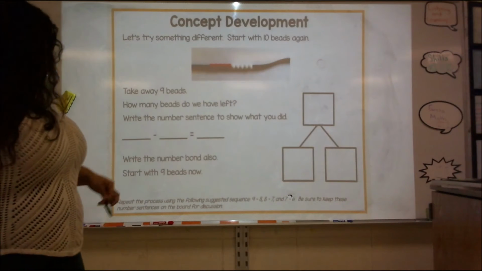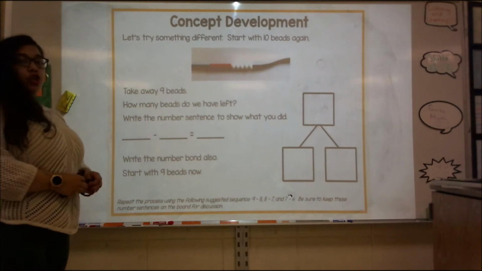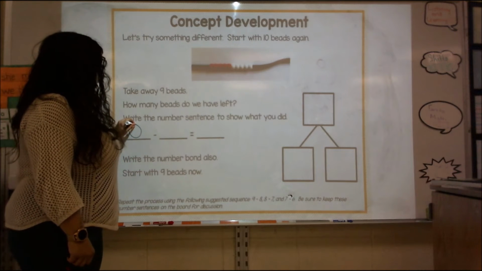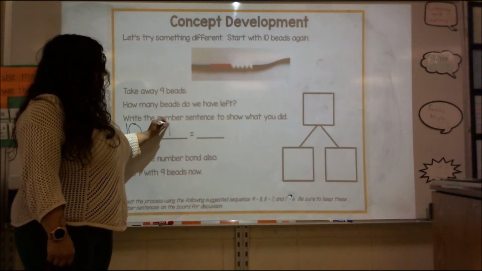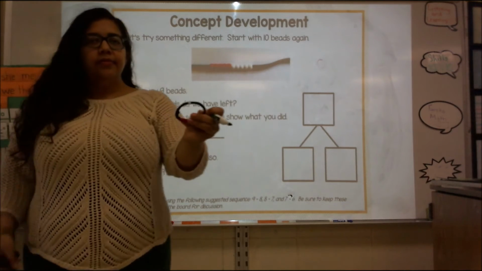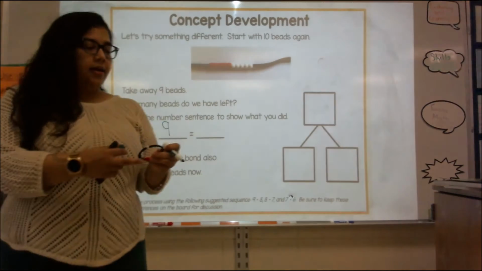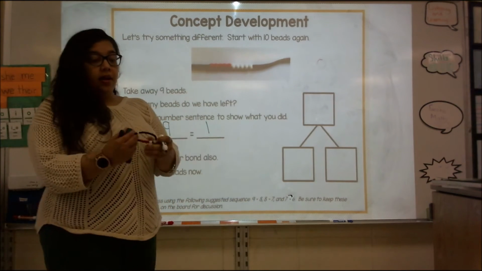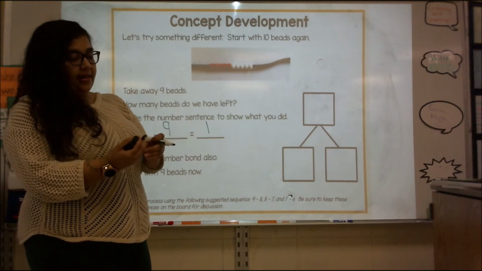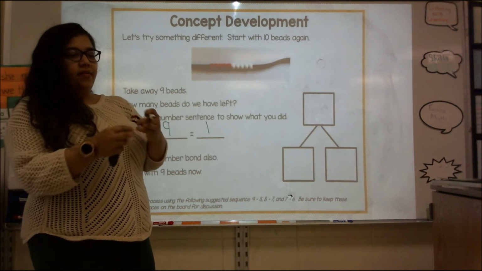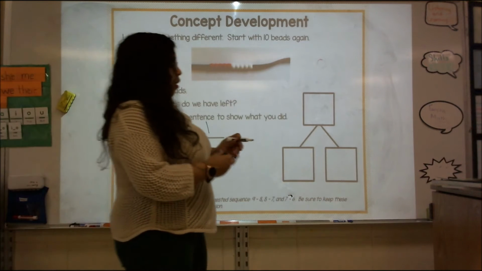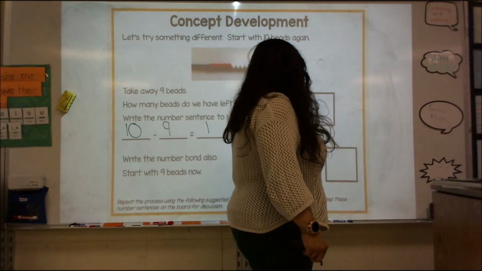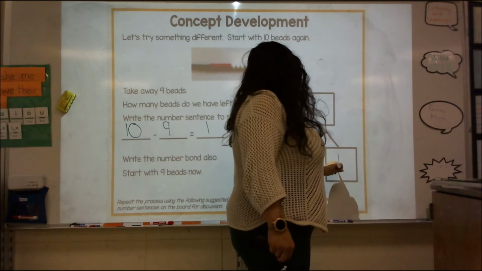Good. So let's write a number sentence to show what we did. We started with a whole of 10. We took away 9 and we were left with 1 little bead. And we can also depict that in our number bond because we know, based on the size of this group and the fact that we try to make groups of 10, that our whole was 10. Our initial part was 9, and we were left with the part of 1.